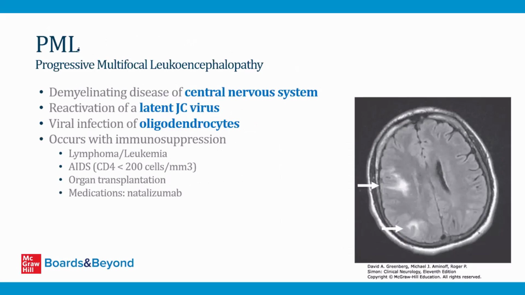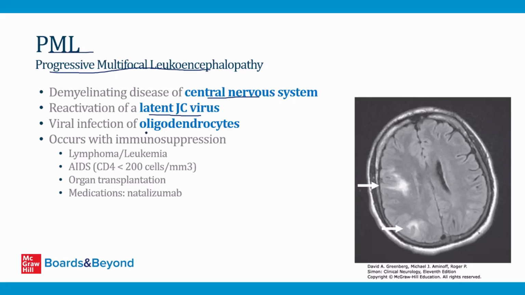Okay, moving on, our next demyelinating disorder is progressive multifocal leukoencephalopathy, or PML. This is a demyelinating disease of the central nervous system, not the peripheral nervous system like Guillain-Barré and Charcot-Marie-Tooth. The cause of this disorder is reactivation of the latent JC virus. I talk about the JC virus in videos in the infectious disease section, but it's a virus many of us are exposed to, and it can lie dormant inside the brain. And if a person becomes immunosuppressed, it can reactivate a latent infection.